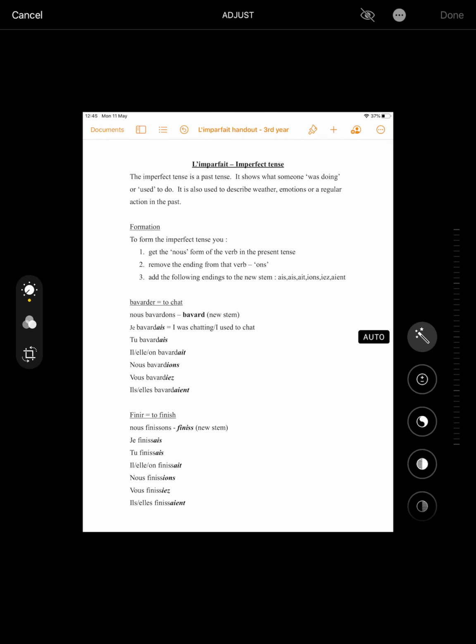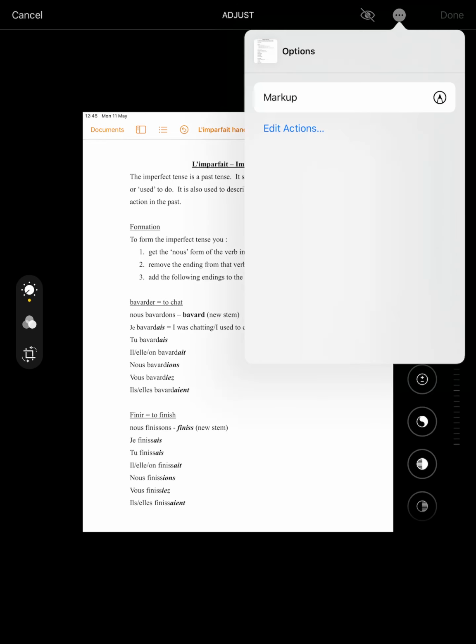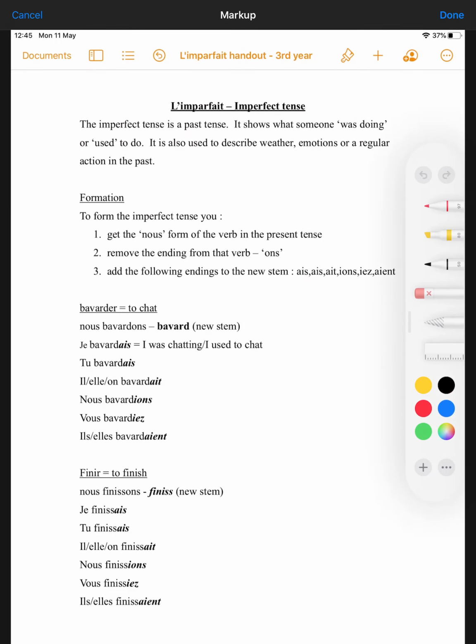Today we're going to do the imparfait, which is the imperfect tense. It is very straightforward, quite a short tense, and it's the last tense we're doing this year. So the imparfait is the imperfect tense, and it's a past tense.